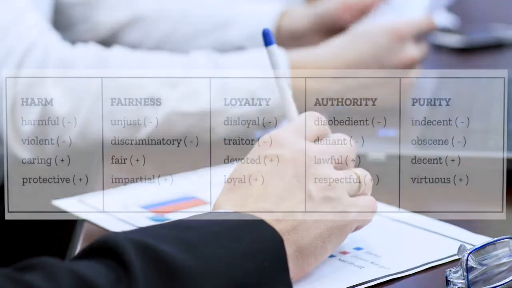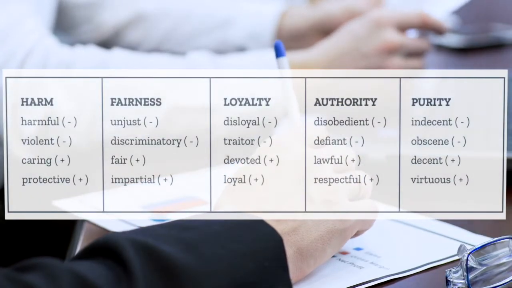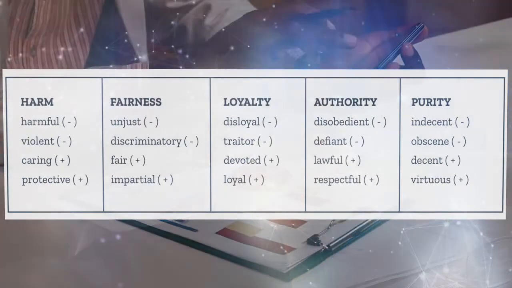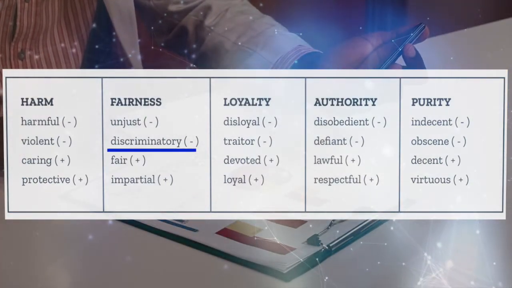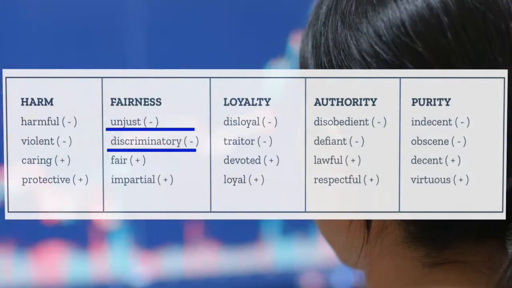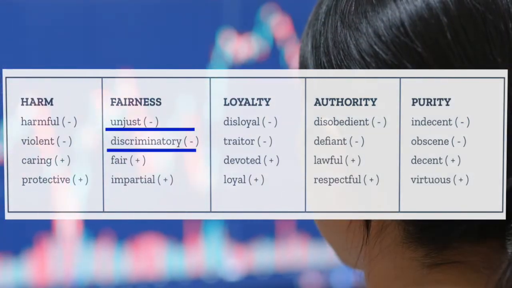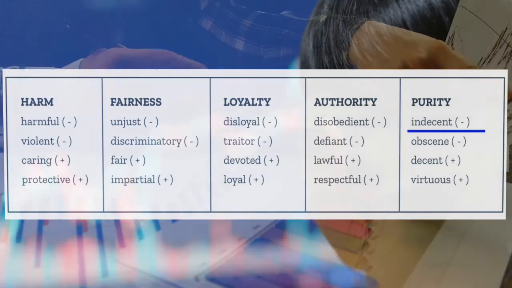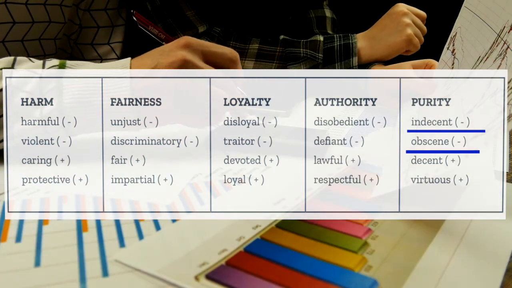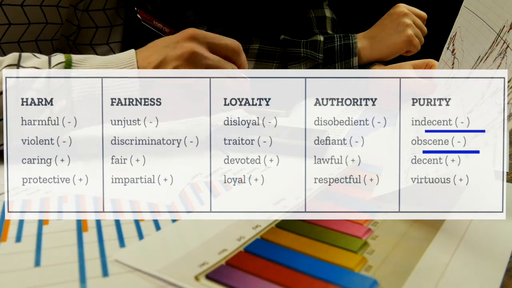To identify the moral dimensions associated with each scenario, we conducted a second data collection exercise. This time we asked people to associate words with each scenario. We provided a list of 20 words with 4 words per moral dimension. For instance, if people associate a scenario with the words discriminatory or unjust, this means that the scenario is related to fairness. If people associate a scenario with the words indecent and obscene, then that scenario touches on purity.